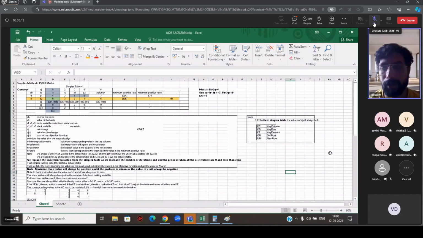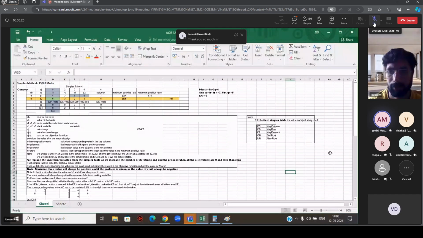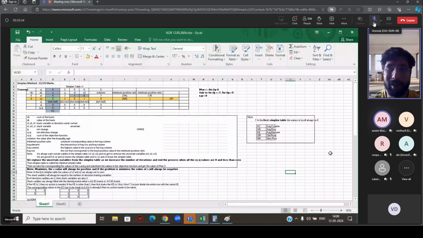Can you share the PDF and the Excel sheet? Since you'll be coming for the simplex method next week, may I know which link you will be utilizing? I've still not got the link. If they give me the link, I will definitely post it on the group, so you can join on that link.